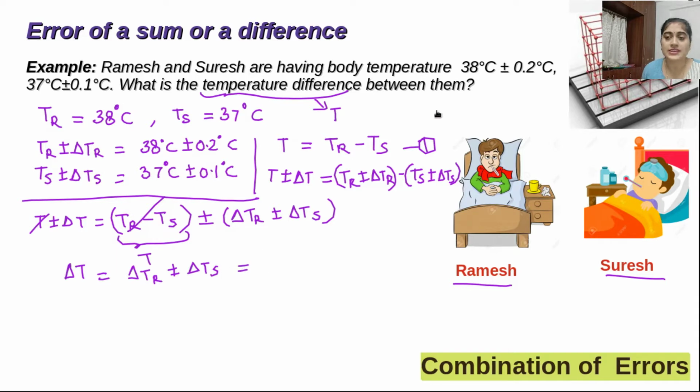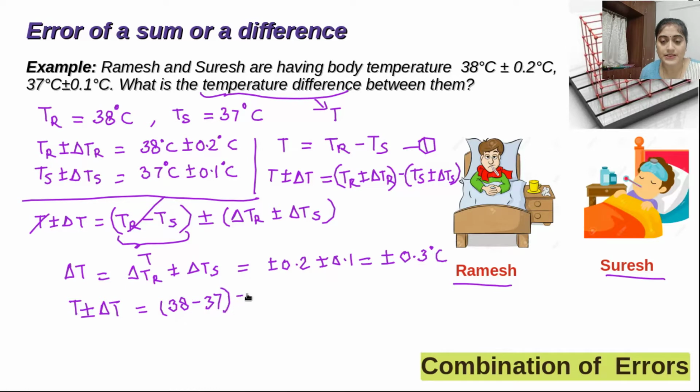So what is this? This is plus minus of 0.2 plus minus of 0.1, so it equals plus minus 0.3 degree centigrade. That is the final error. So the final temperature difference will be T plus minus delta T, which equals 38 minus 37 plus minus 0.3. That is 1 degree centigrade plus minus 0.3 degree centigrade, and that is it.